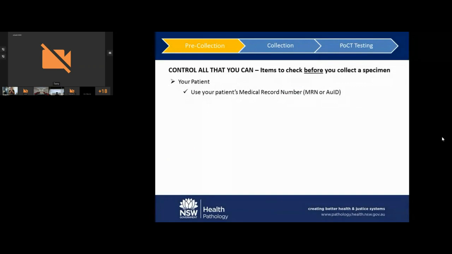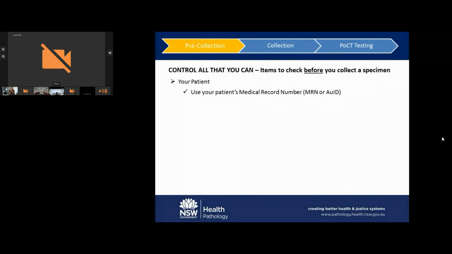Have you identified your patient? Do they have an MRN or AUID? If so, be sure to use it. This ensures the test results go straight to the correct patient's EMR. And so for the remainder of this discussion, when I say MRN, I mean MRN or AUID, depending on where in the state you are.